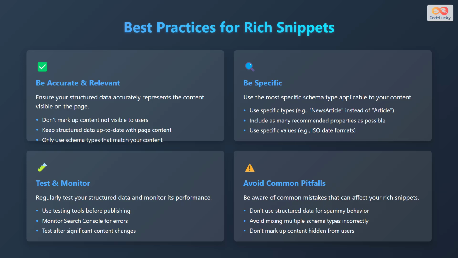Next, be specific. Use the most specific schema type applicable to your content. Use specific types such as NewsArticle instead of Article. Include as many recommended properties as possible. Use specific values such as ISO date formats. Next, test and monitor. Regularly test your structured data and monitor its performance. Use testing tools before publishing. Monitor Search Console for errors. Test after significant content changes.